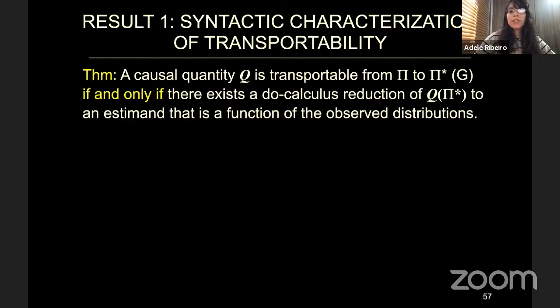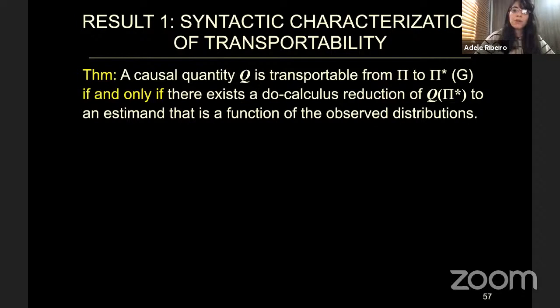This result here, so this is the first result that we have. This is a synthetic characterization of transportability. And it's the theory that we have now, it's sound and complete, which means that given the... so we have a do calculus reduction. It's the same. We are using the same do calculus to reduce the expression, the intervention distribution. That's our query, the quantity Q here.